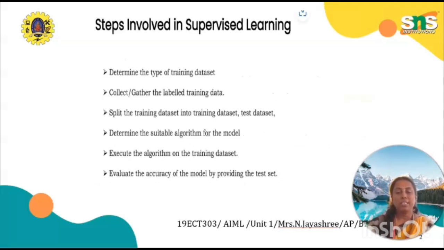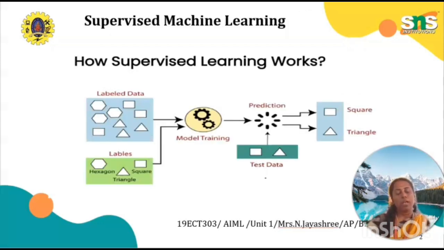These are the steps involved in supervised learning. Determine the type of training data sets, collect or gather the labeled training data sets, and split the data sets into a training data set and a test data set. Determine a suitable algorithm for the model, execute the algorithm on the training data set, and evaluate the accuracy of the model by providing the test data set. This is supervised machine learning.